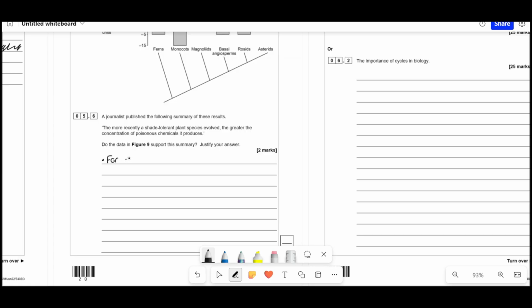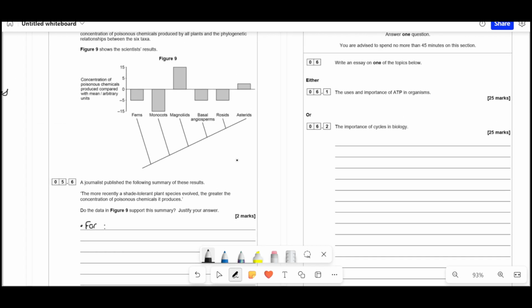The fors are: what can you see in the data that describes it, and how does that support the statement? The againsts are not really against, but more limitations. What are the problems with this? Can you actually generalize this statement to everything? If we look here, they've said that if it's more recently evolved, then you've got greater concentration. The most recently evolved one is asterids, and these make a concentration higher than the mean. So that supports it.